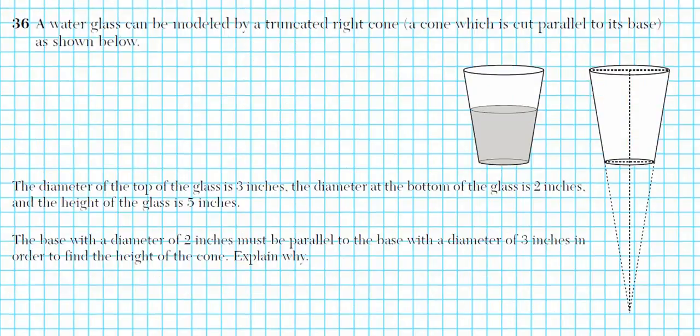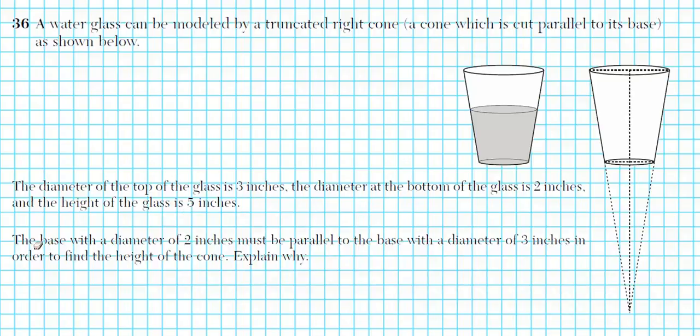All right, let's take a look at question 36, the last one on this test. It says a water glass can be modeled by a truncated right cone. That's a cone which is cut parallel to its base as shown below. So you have a right cone right here that's truncated at a section that's parallel to the base. The diameter of the top of the glass is 3 inches. The diameter at the bottom of the glass is 2 inches, and the height of the glass is 5 inches.